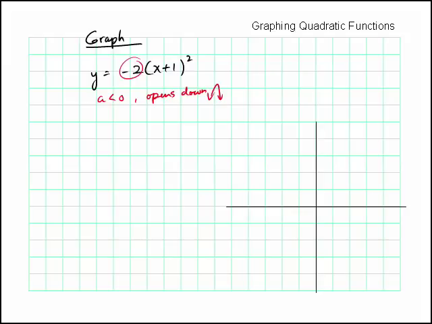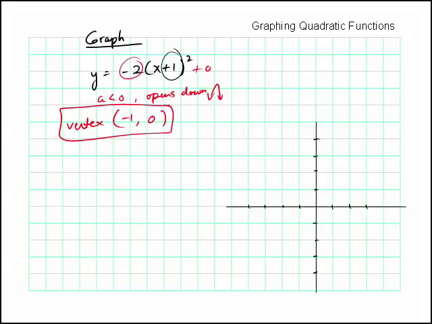It's larger than 1. Or the absolute value of negative 2 is larger than 1. The vertex is at the opposite of that number, which is negative 1, comma, nothing on the end, so it's 0. Vertex is at negative 1, comma, 0. So let's start graphing. Negative 1, 0 is right here. And now let's make a table of points and plot a few points.